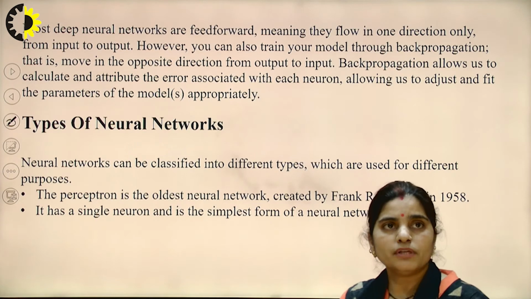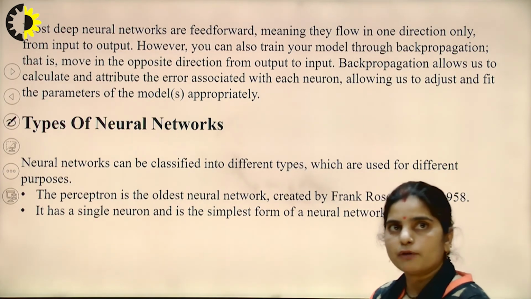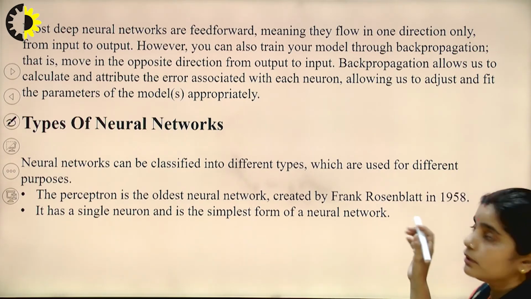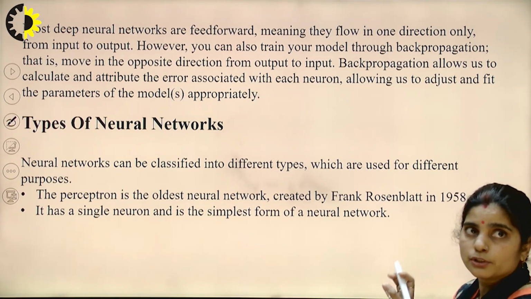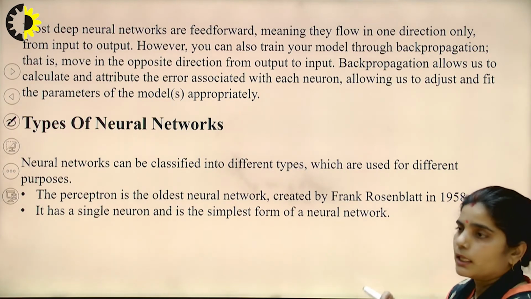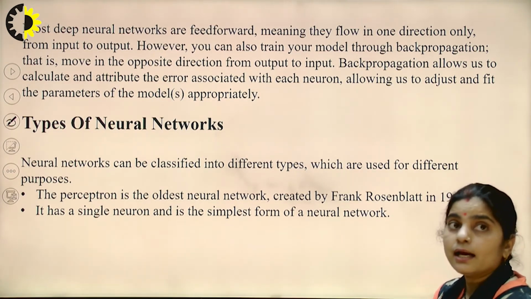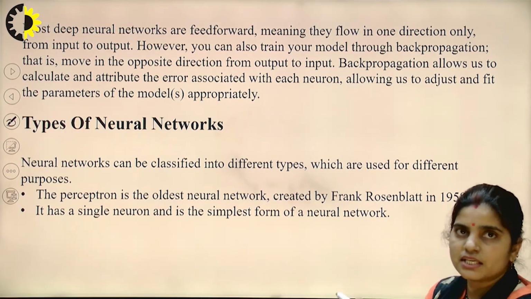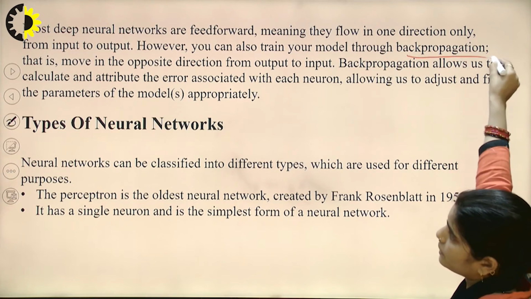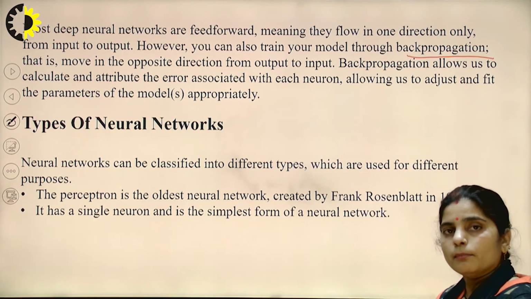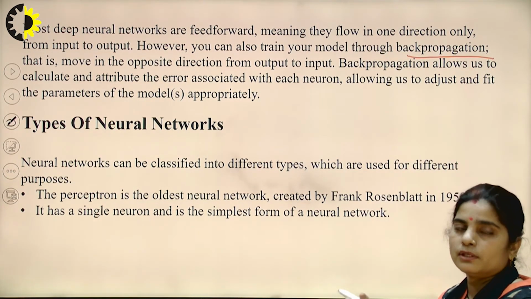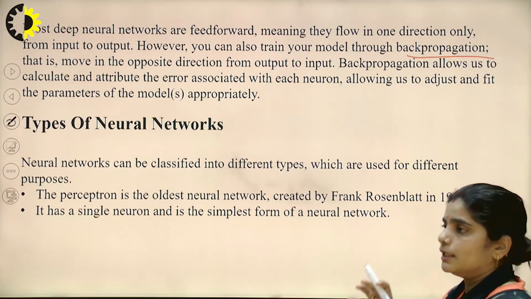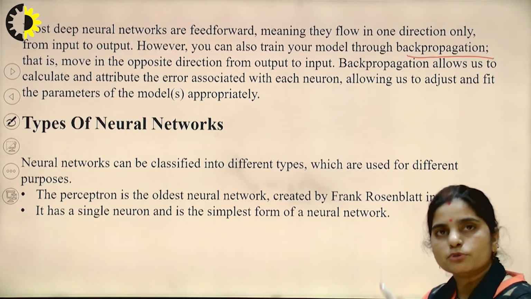Now, most deep neural networks are feed forward, which means the data can flow in the forward direction only, from input to output. But I had already said that you can also train your model on the training data sets through the back propagation method. In this, the data can also move in the opposite direction, from output to input.